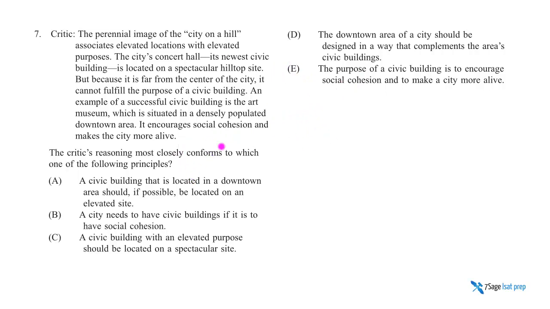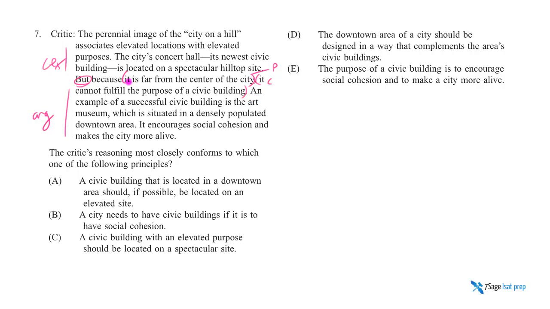So let's be very mindful of just what the argument is, because the critic says a lot of useless things. For example, the perennial image of a city on a hill associates elevated location with elevated purposes. That's why, like in Europe, in the hilly cities, on top of the hill is where you find the church usually. Okay, so the city's concert hall, its newest civic building, is located on a spectacular hilltop site. Fine. But all this stuff was just background context. Here comes our argument. That's our premise, with the conclusion right after the comma.